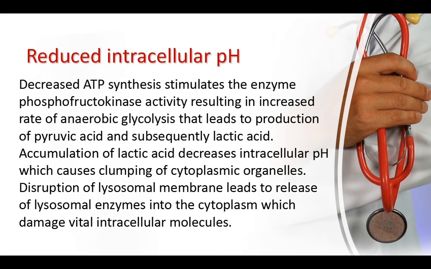Reduced intracellular pH. Decreased ATP synthesis stimulates the enzyme phosphofructokinase activity, resulting in increased rate of anaerobic glycolysis that leads to production of pyruvic acid and subsequently lactic acid. Accumulation of lactic acid decreases intracellular pH, which causes clumping of nuclear chromatin. Disruption of lysosomal membrane leads to release of lysosomal enzymes into the cytoplasm, which damage vital intracellular molecules.